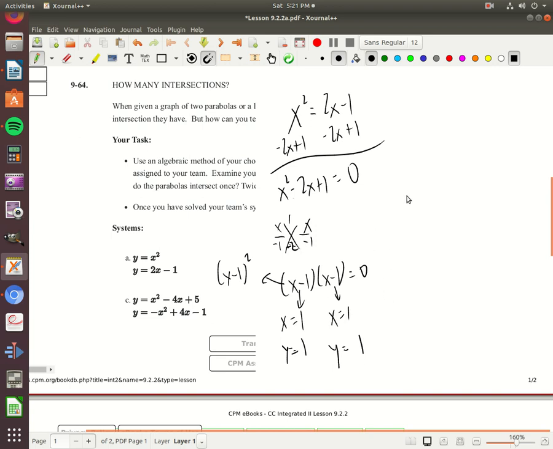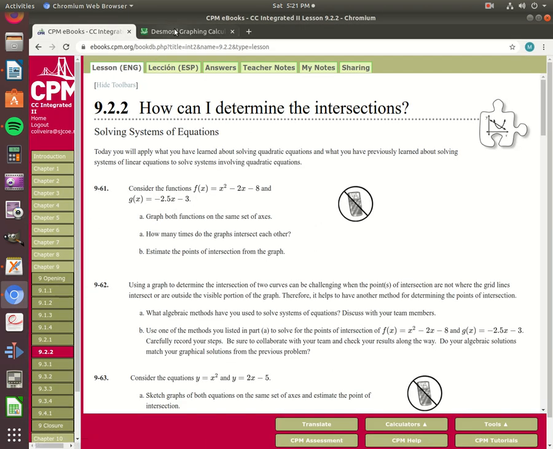So my solution would be 1, 1. This is where these two shapes are going to meet. This parabola and this line are going to meet at 2, 1. So what I wanted to do was sort of jump over real quickly and show you in Desmos these problems that we have set up.